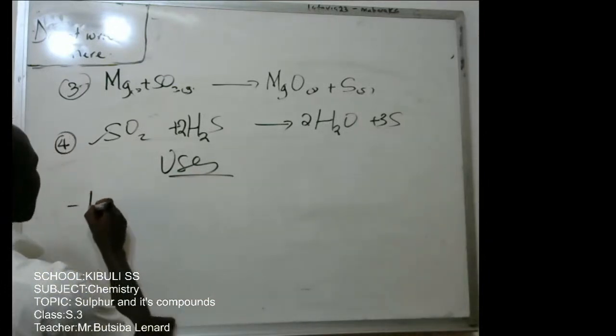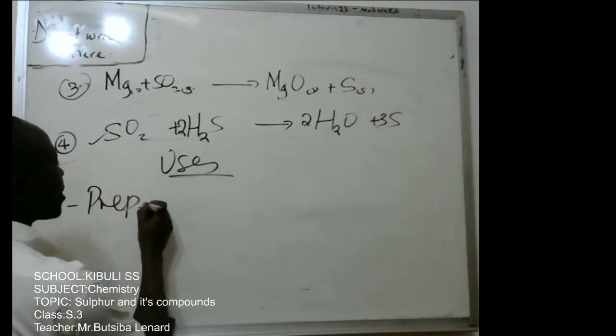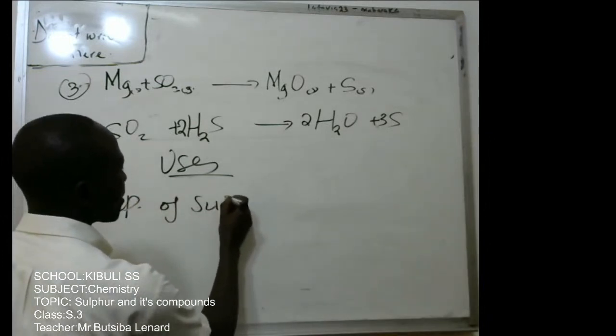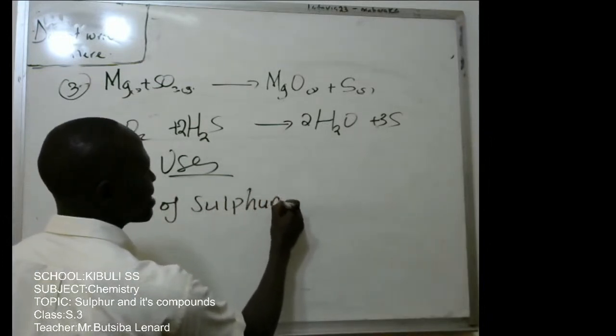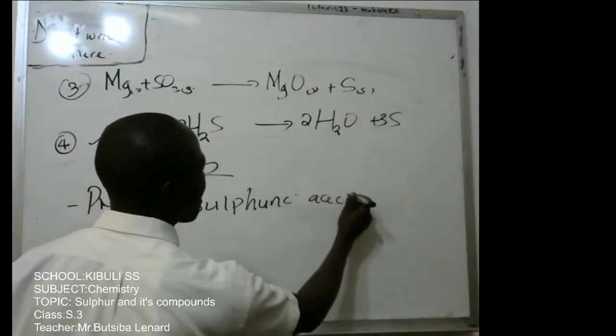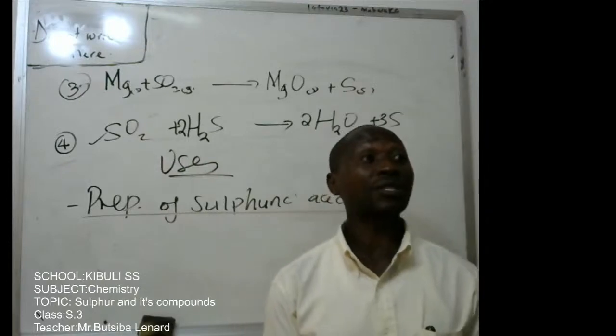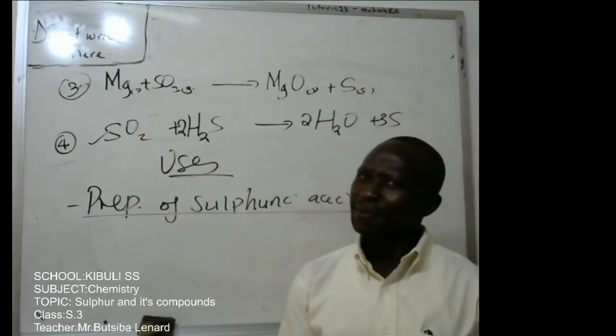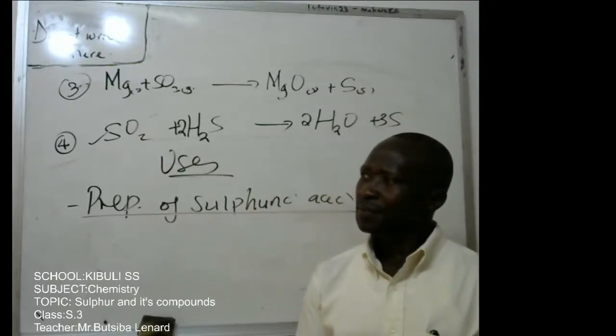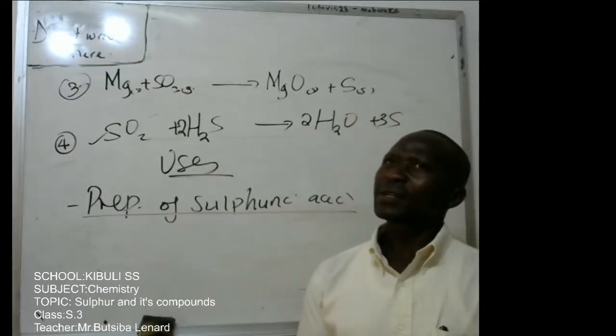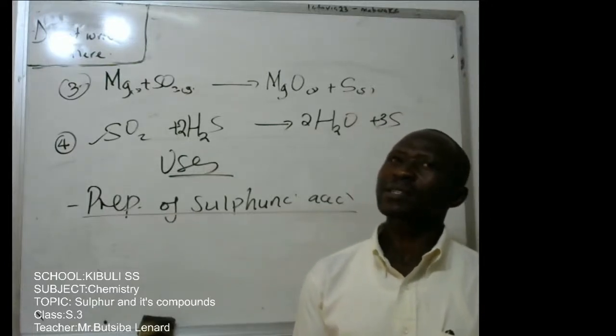Preparation of sulfuric acid. Now the first one is preparation of sulfuric acid. Think of so many things, but at least this one as number 1, and you are going to need it. How? We shall see. But you have already seen sulfur dioxide, sulfurous acid. What's the next?